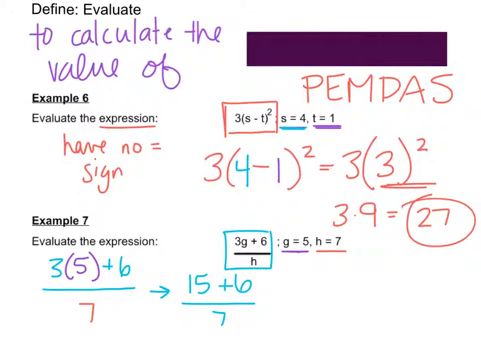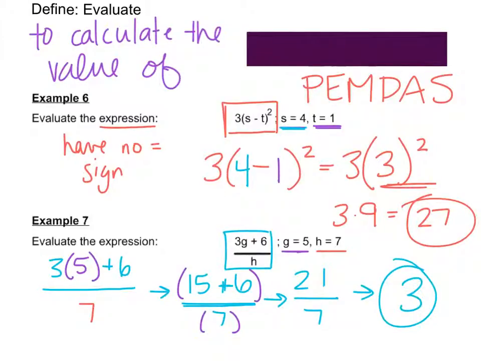And here we have another issue. Do we add or divide next? And remember, when it's a fraction, think of it as the denominator is grouped and the numerator is grouped. So 15 plus 6 is 21 over 7, and 21 sevenths, or 21 divided by 7, is just 3.